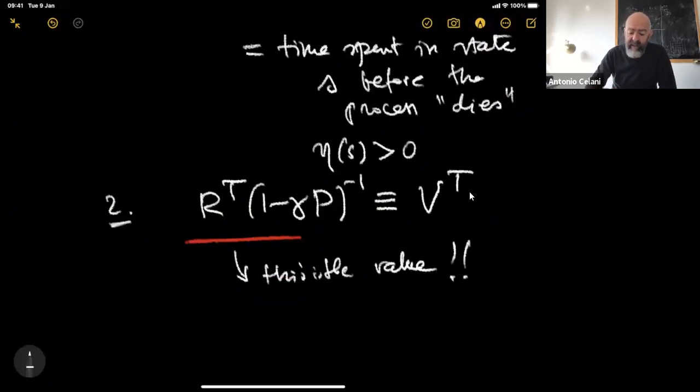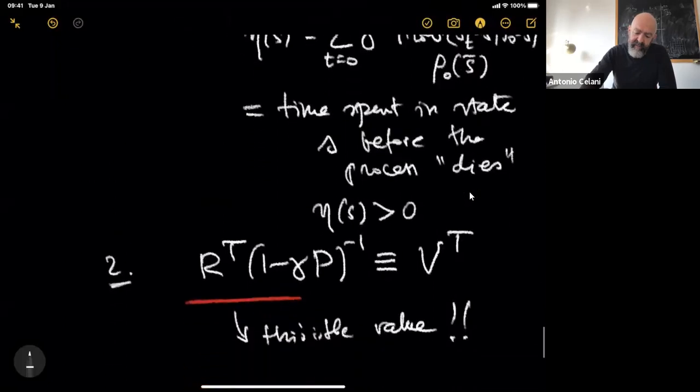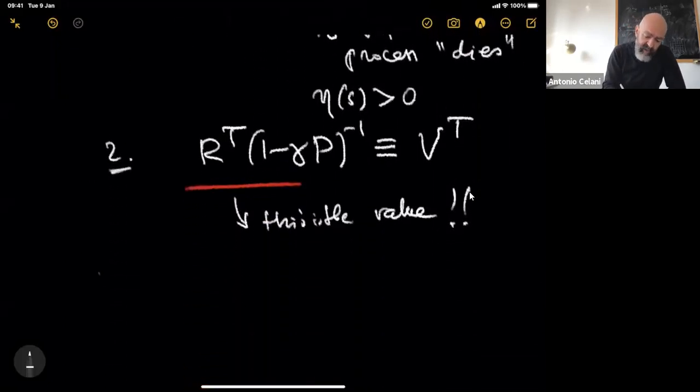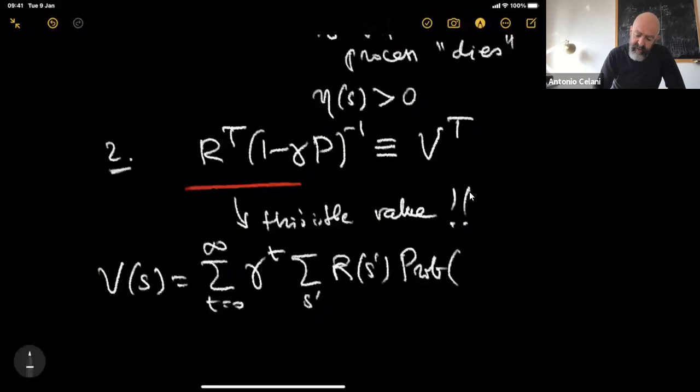Why is that? Well, again, it's pretty simple. You just have to do the same process I did here. Write this explicitly. So V of S here is the sum over t going from 0 to infinity of gamma to the t of what? R transpose, which means I have to sum over S prime of capital R of S prime, and then I have the probability that S_t is equal to S prime, given that S_0 is equal to S.